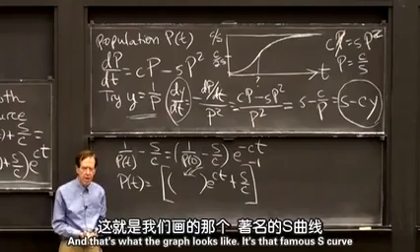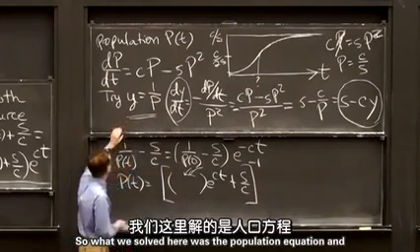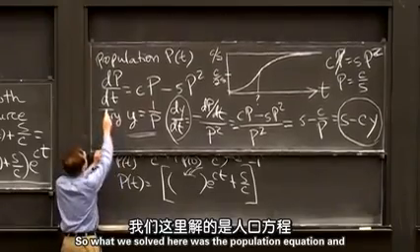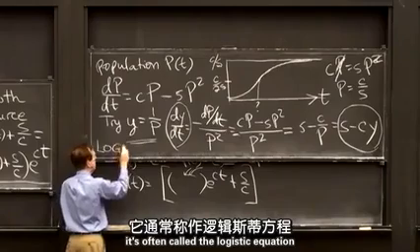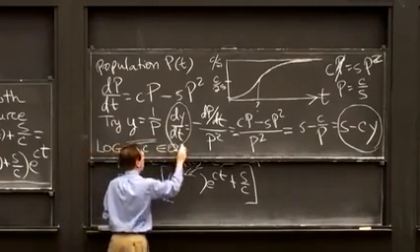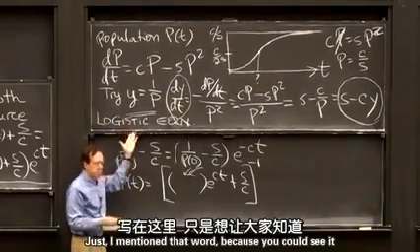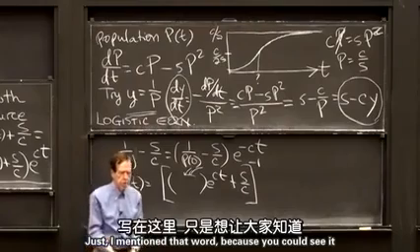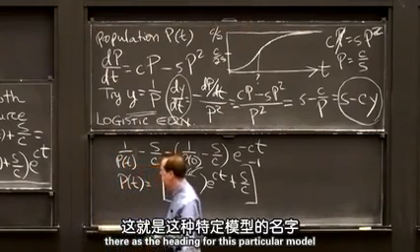It's that famous S-curve. So what we solved here was the population equation, and it's often called the logistic equation. I mentioned that word because you could see it there as the heading for this particular model.